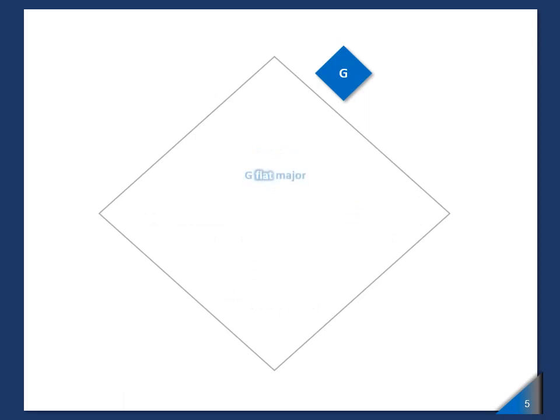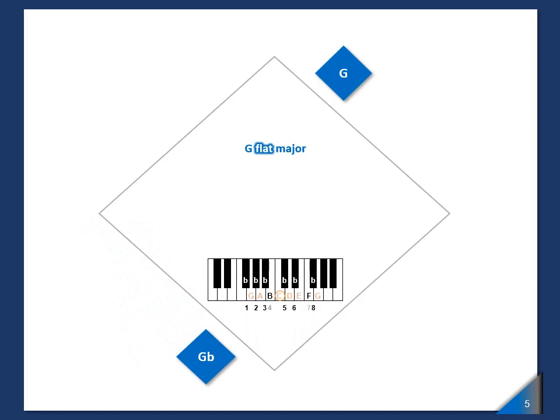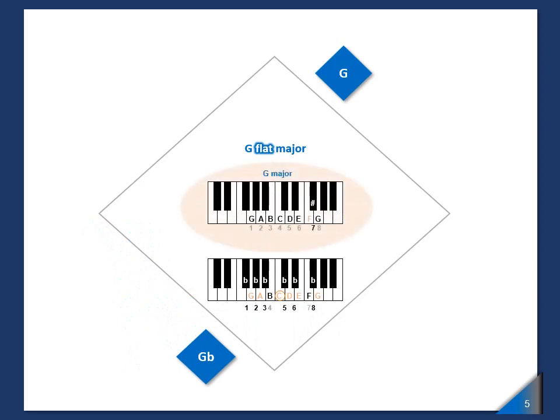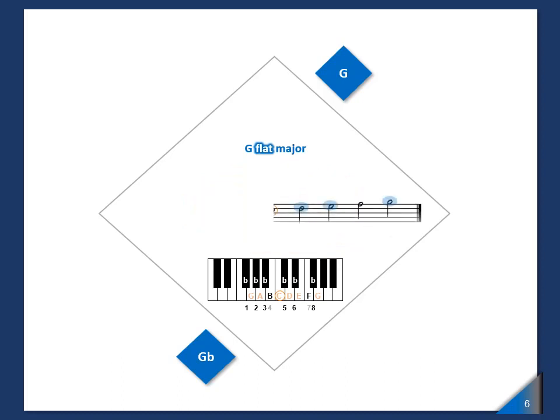G flat major appears on the opposite side. This is its keyboard diagram compared to G major. If we shift all notes of G major half tone left, we get G flat major. This is its notation.